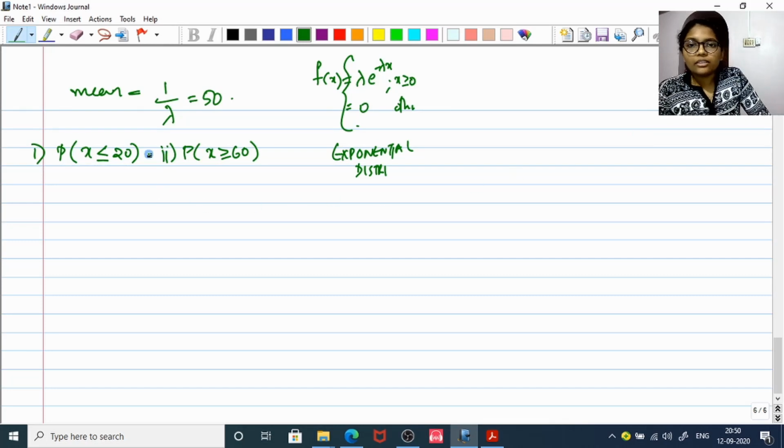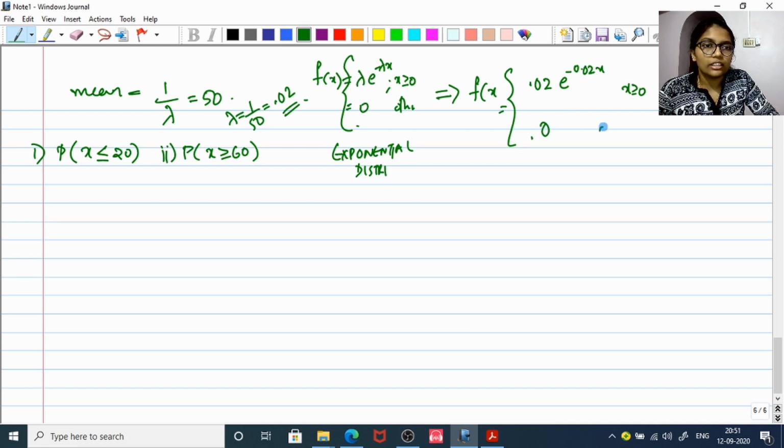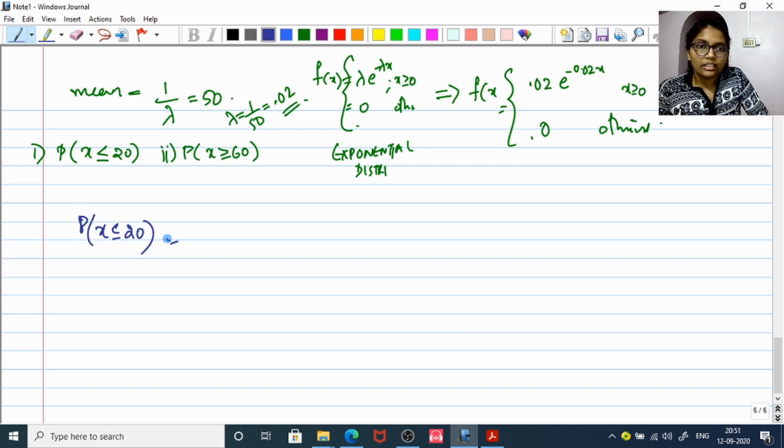Let us find out. Before that, get your f of x value substituted, like f of x equal to, see, 1 by lambda is equal to 50. So what about lambda? Lambda equal to 1 by 50, which is 0.02. So it is 0.02 e raised to minus 0.02x for x greater than or equal to 0, and it is 0 otherwise.